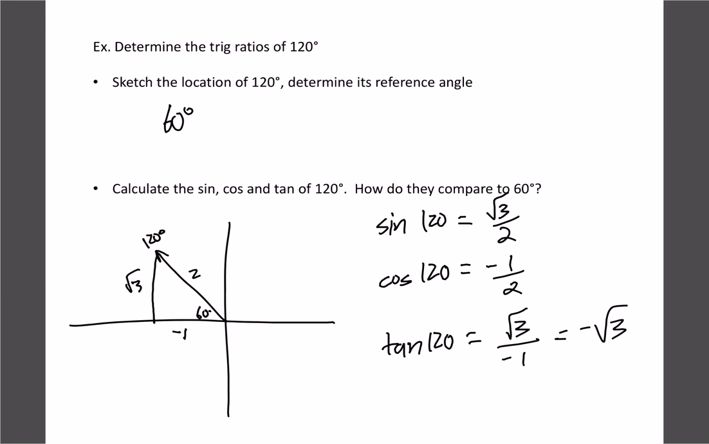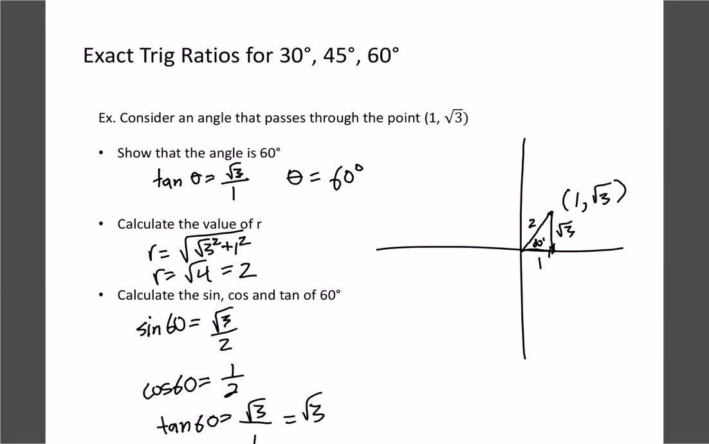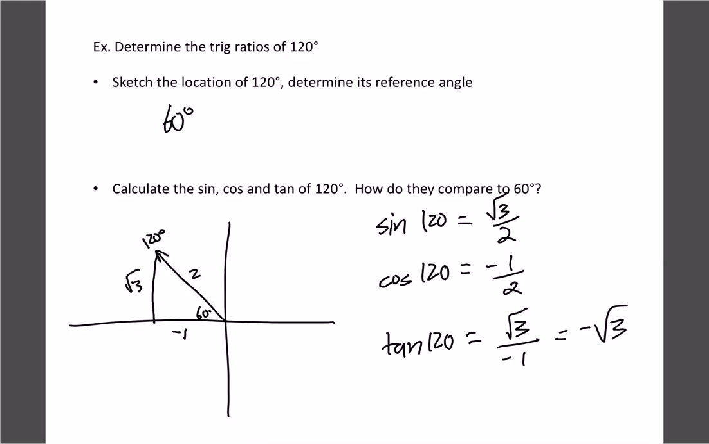So it's asking, how do these compare to the 60? If we go back and look at the 60 answers that we had, you can see we have root 3 over 2, 1/2, and root 3. You can see these ones are exactly the same thing. The only difference is we're getting a negative on the cosine and a negative on the tangent because our x coordinate was negative. So anything that has the x give us a negative value. But other than that, the answers are actually all exactly the same.